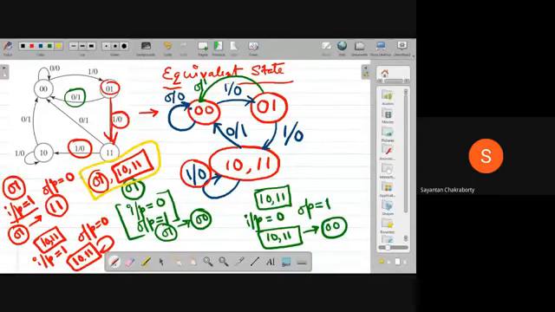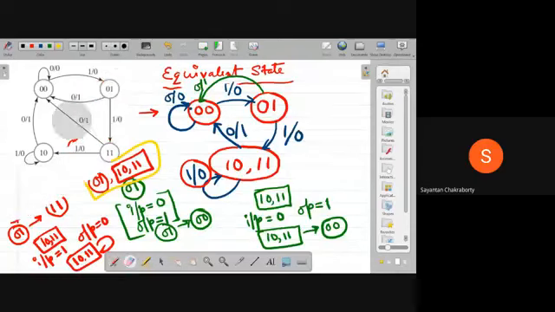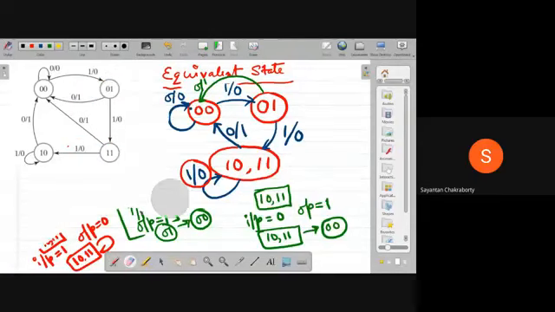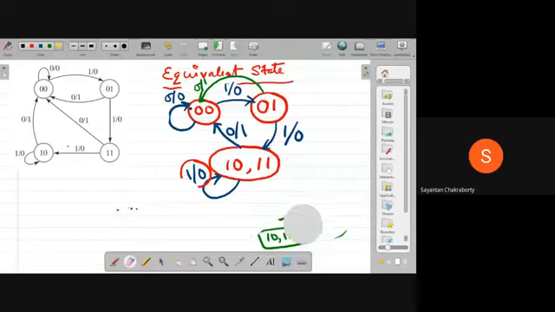equivalent. So what you can do, you can cluster these two states together. We have already found out that 10 and 11 are equivalent. And the transition from 01 to 10/11 and 10/11 to 00, they have also shown that 01 and this cluster 10/11 are equivalent. So we can cluster 10/11 with 01 and represent them as a single unit. So what will be the final equivalent state diagram or the reduced state diagram?